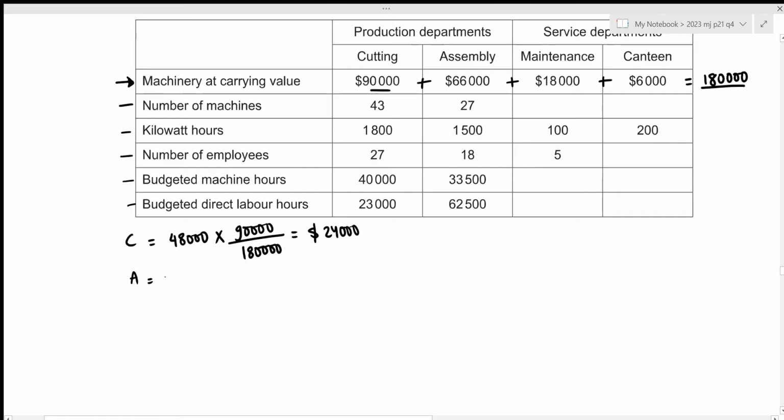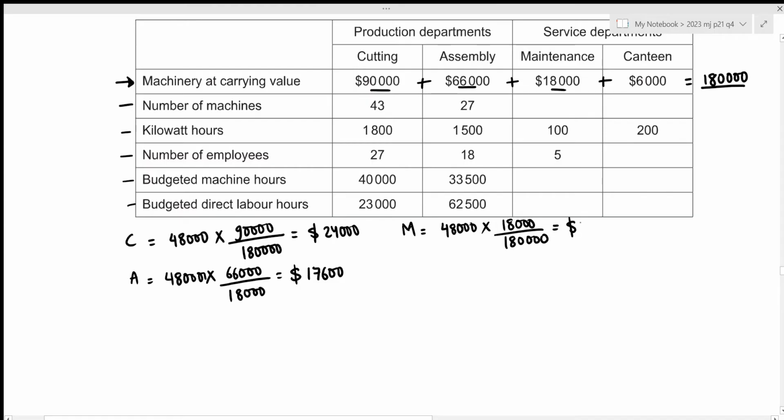So for assembly, again, we start with a total of 48,000. And out of 180,000, 66,000 belongs to assembly. So that's 66,000 divided by 180,000, which results in the depreciation of machinery towards assembly department to have the value of 17,600. Then for maintenance department, we again start with our total of 48,000. And 18,000 out of 180,000 belongs towards this department. So that's just going to be 18,000 divided by 180,000. Which results in the depreciation of machinery towards maintenance department to have the value of 4,800.